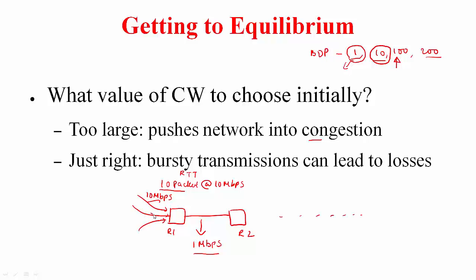And not just you, there are other flows who are also going to dump these 10 packets at a high rate of 10 Mbps. Now if you look at this router, this is only going to drain packets at 1 Mbps. So its incoming rate is going to exceed its outgoing rate, in which case the buffer here is going to overflow, and this will lead to packet loss at the very beginning itself. So this again is not a good idea.